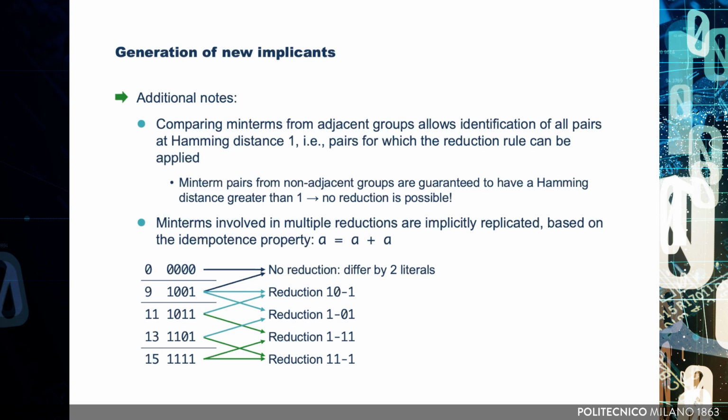Additionally, when a minterm is involved in multiple reductions, we are in practice replicating that minterm. This reflects the idempotent property of Boolean algebra, A equals A or A. For example, in our case, we can observe that minterm 9 participates in 2 separate reductions, one with 11 and another with 13.